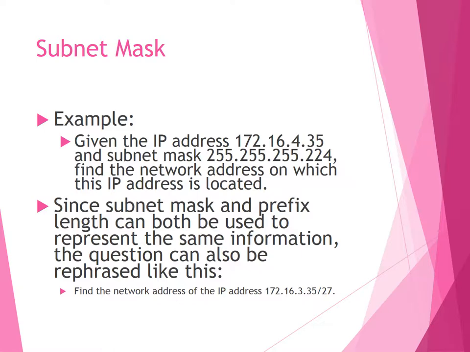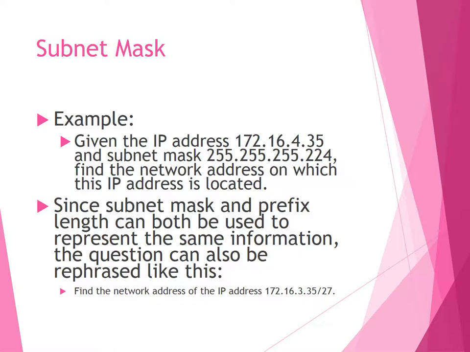Example: given the IP address 172.16.4.35 and the subnet mask 255.255.255.224, find the network address on which this IP address is located. Subnet mask and prefix length can both be used to represent the same information. The question can also be rephrased like this.